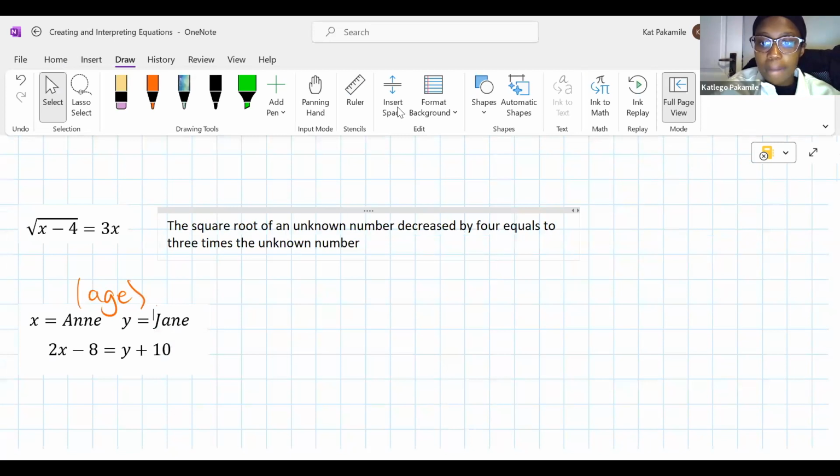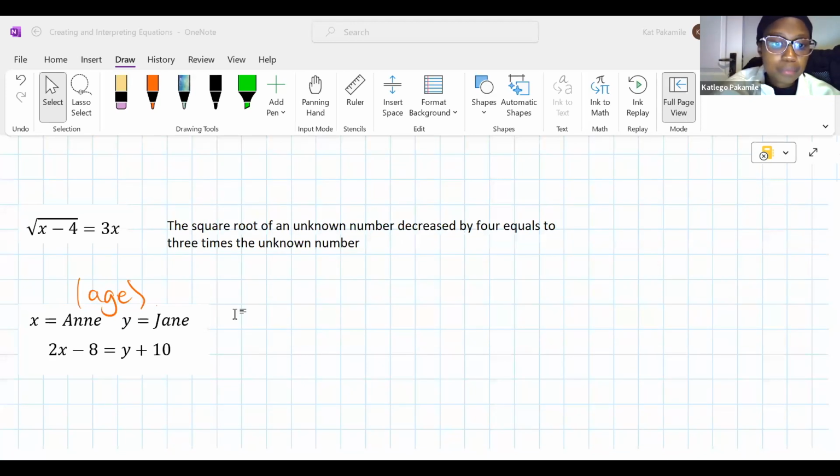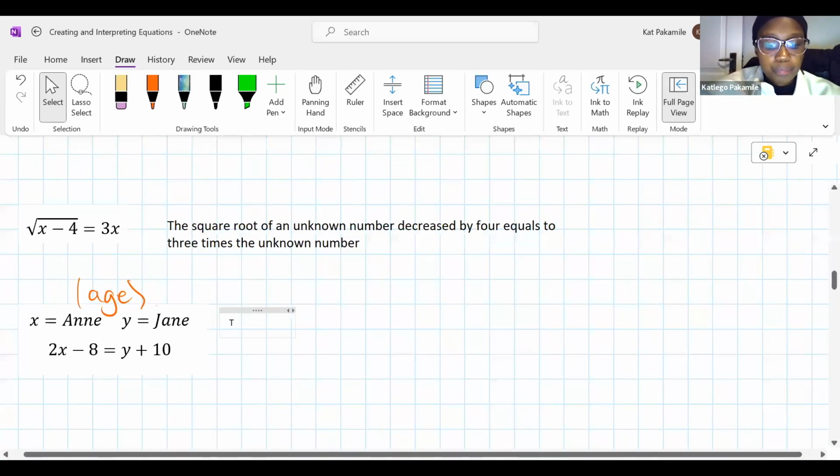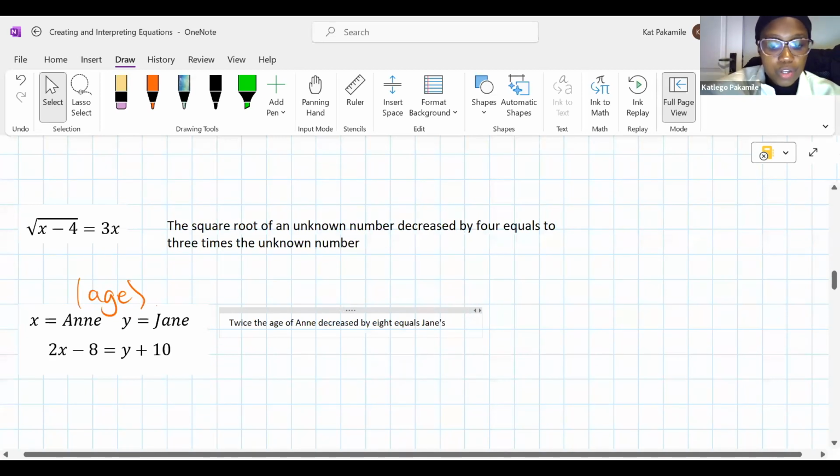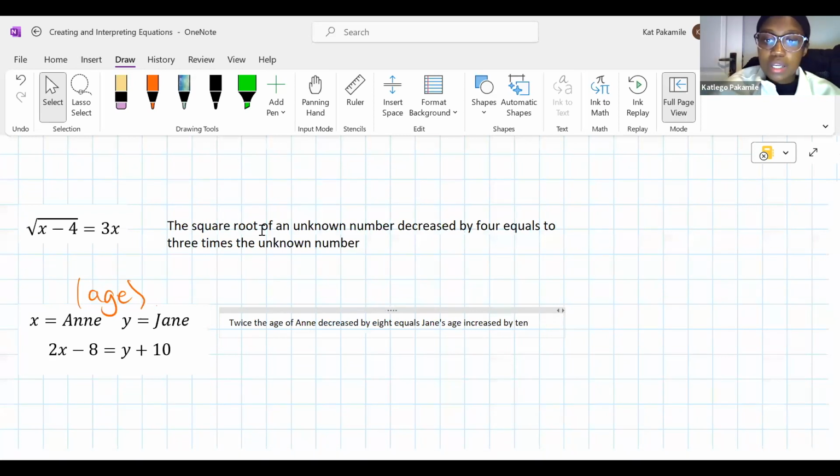Tato, do you want to do this one with me? I can try, ma'am. Okay, let's hear. So, ma'am, you'd say twice the age of Anne decreased by 8 equals Jane's age increased by 10. Thank you very much. That was easy.